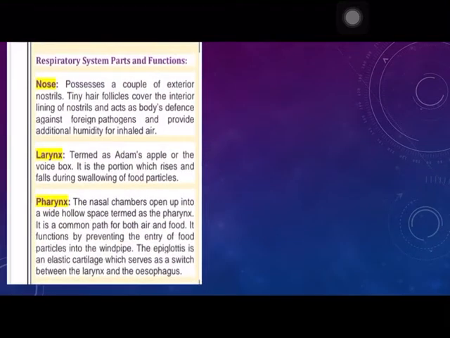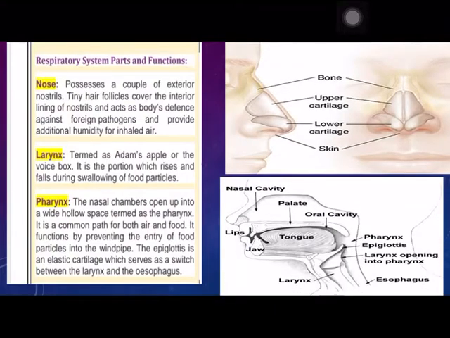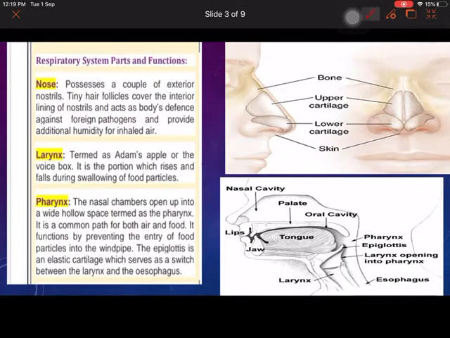Firstly, you can see the respiratory system and its parts. We start with the nose, larynx and pharynx, which can be easily explained from these figures. The nose has a couple of exterior nostrils. You can see these are the nostrils, and tiny hair follicles are on the inner sides of these nostrils. These hair follicles protect from foreign pathogens and they also provide humidity for the inhaled air.